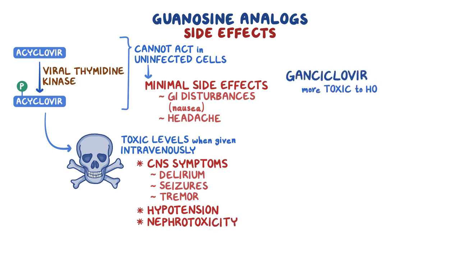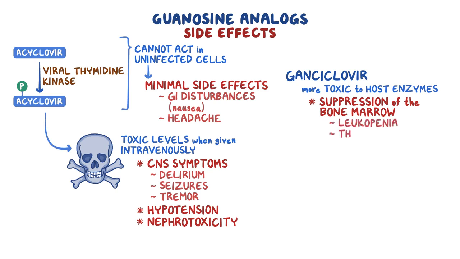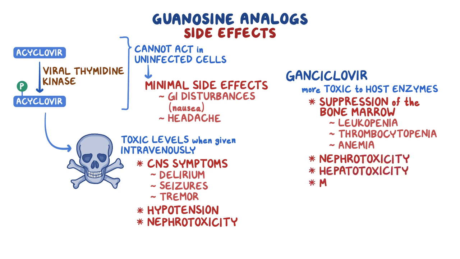Ganciclovir is more toxic to host enzymes than acyclovir, and so it causes more serious side effects, including suppression of the bone marrow, which manifests as leukopenia, thrombocytopenia, and anemia. Other side effects include nephrotoxicity, hepatotoxicity, mucositis, and seizures.